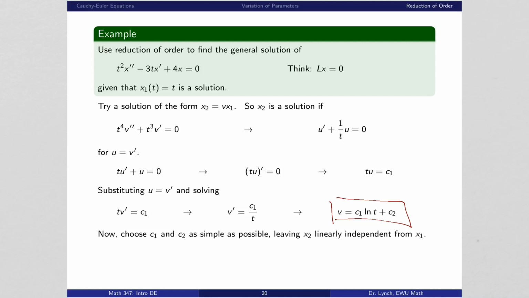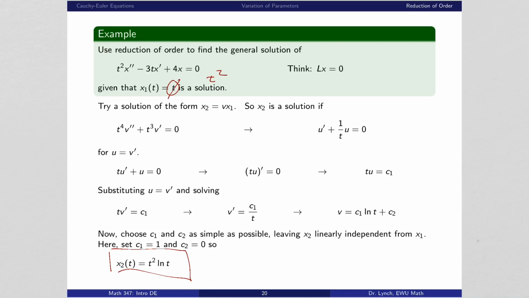Now, once again, we'll choose c1 and c2 as simple as possible, leaving x2 linearly independent from x1. And again, in this case, we'll go ahead and take c1 to be 1 and c2 to be 0. And when we do that, we find that second solution, t squared log of t. Again, here, x1 should be t squared, not t, so I apologize for that typo. But that's the second linearly independent solution that you would expect to find in the case of a repeated root for a Cauchy-Euler equation.